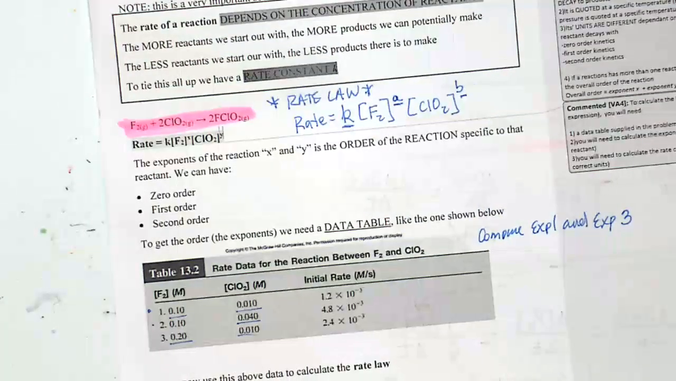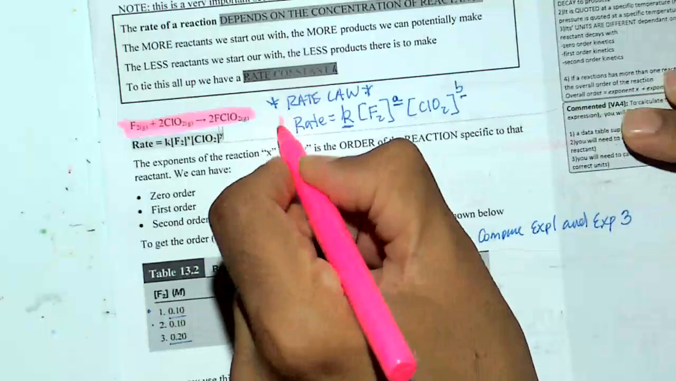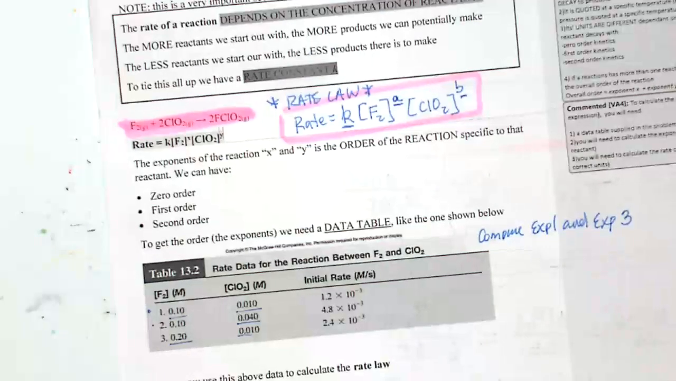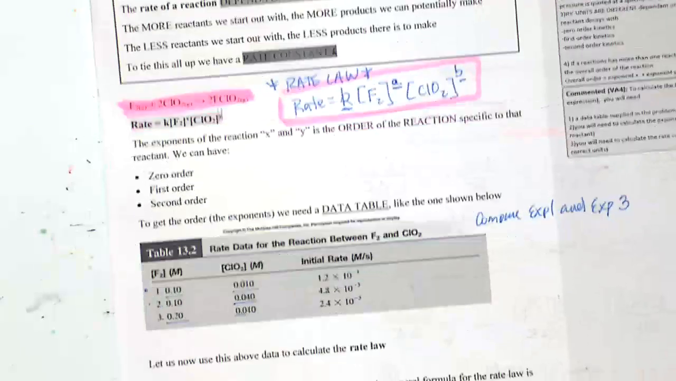Okay, what are we trying to do? Let me just tell you the main point here. We're trying to find the rate constant K and the exponents A and B. Okay, that's what we're trying to do.